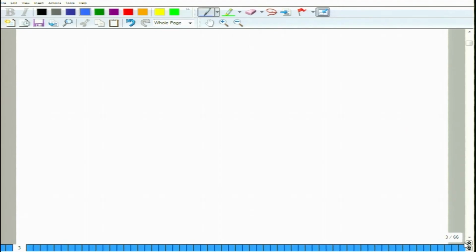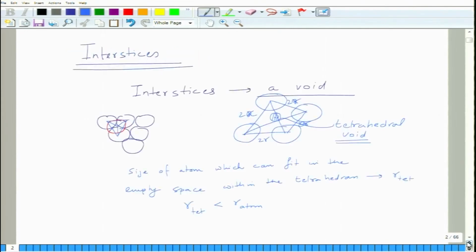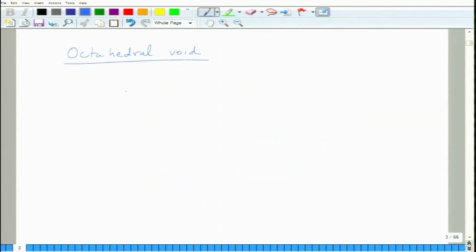Then you might have something called an octahedral void. In this case, you can see that this has 6 edges and 4 faces. An octahedron is a body like that. You connect an edge here, you connect the edge there, you connect the edge here, you connect the edge there. It has an apex here.